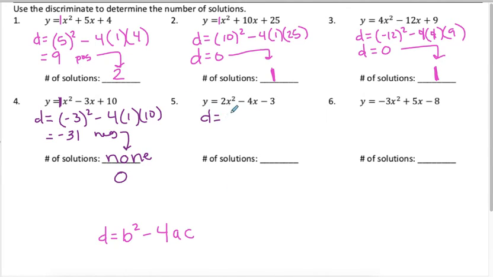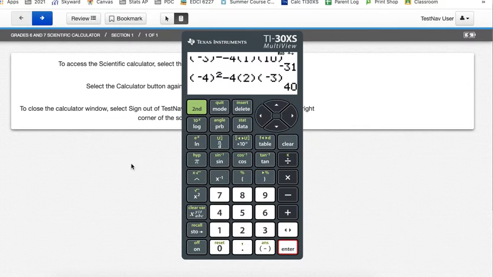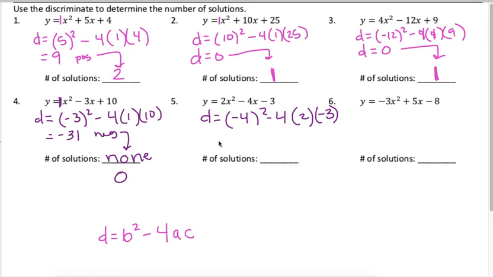On number 5, we have b squared, don't lose that negative, minus 4ac. Don't lose that negative. We can plug this in to see what the discriminant is. So negative 4 squared minus 4ac. Don't lose that negative there. We get positive 40. So a positive number. If we have a positive discriminant, that's going to tell us, just like 9 did up here, there are 2 solutions. It's going to cross the x-axis twice.